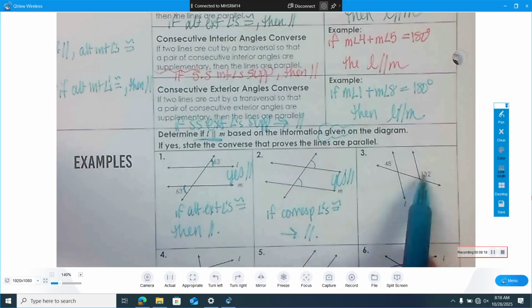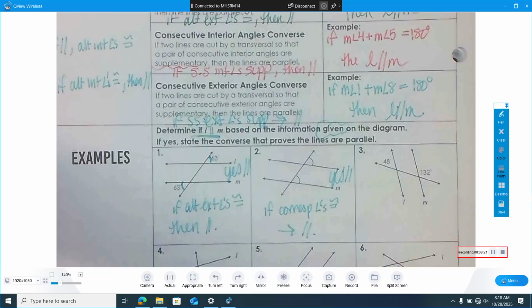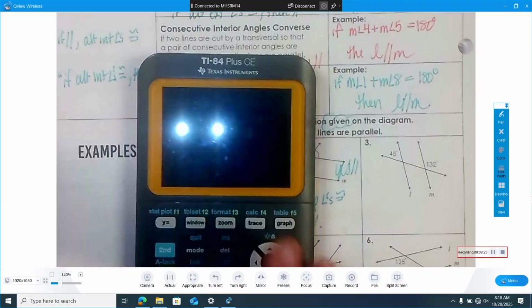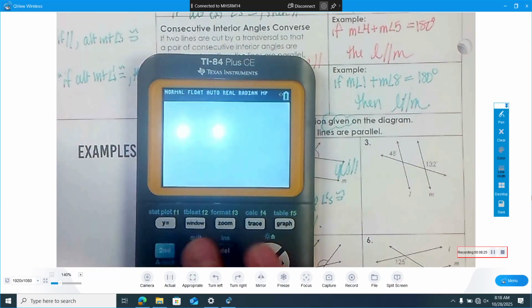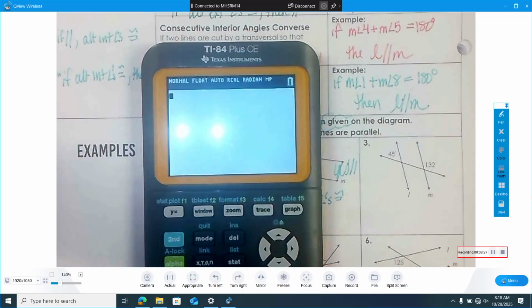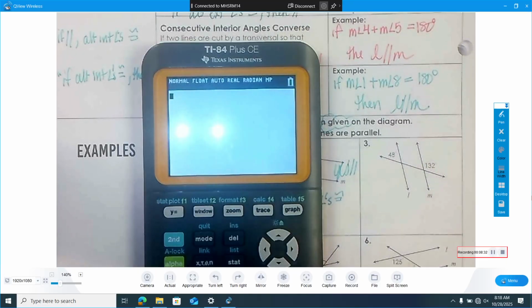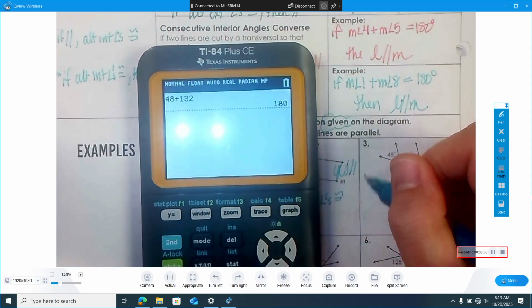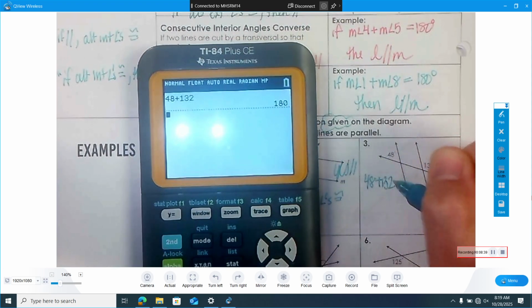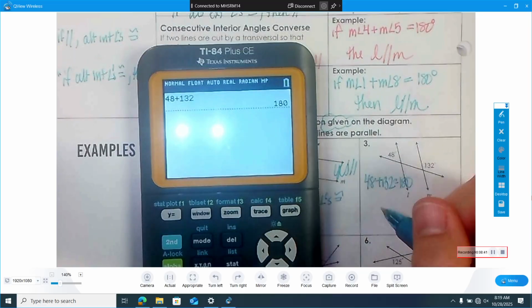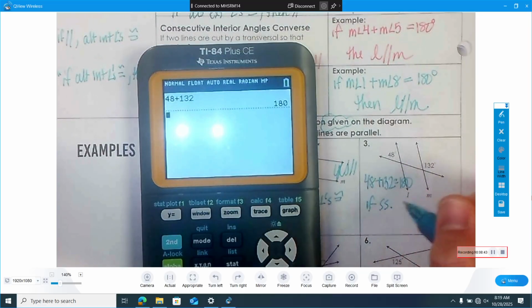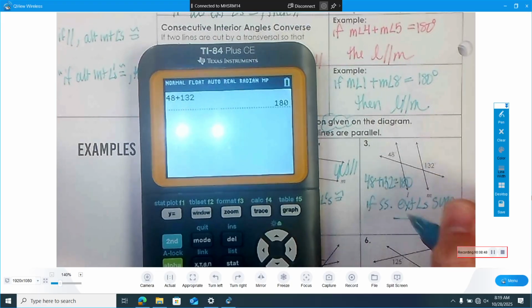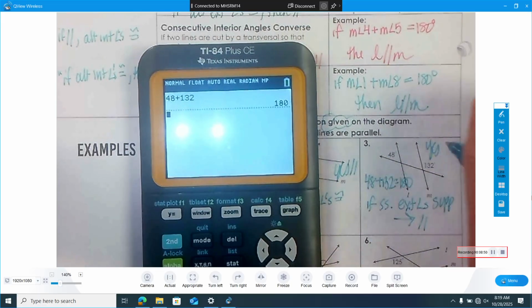What about number 3? What do we got going on there? Same side exterior. So what are they supposed to be? Equal to 180. So let's see, 48 plus 132. Oh, that equals 180. All right, so if same side exterior angles are supplementary, then we have parallel lines. So yes, we have parallel lines.